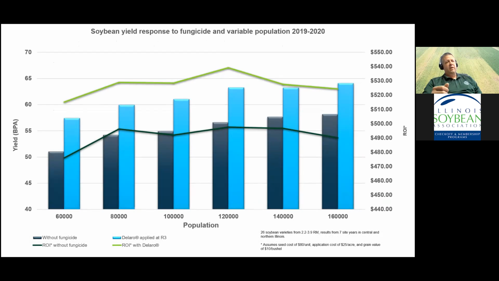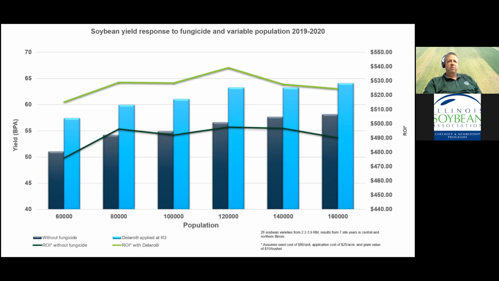If we think back to that disease triangle, we're going to increase the likelihood that the disease is going to develop. However, over the last several years of doing this kind of research, we don't really see that, which is a little bit surprising to me. I would have thought we would have seen a bigger increase in yield from the fungicide application in a higher population, but we really don't see that. We really see pretty consistent responses to fungicide in higher or lower populations.